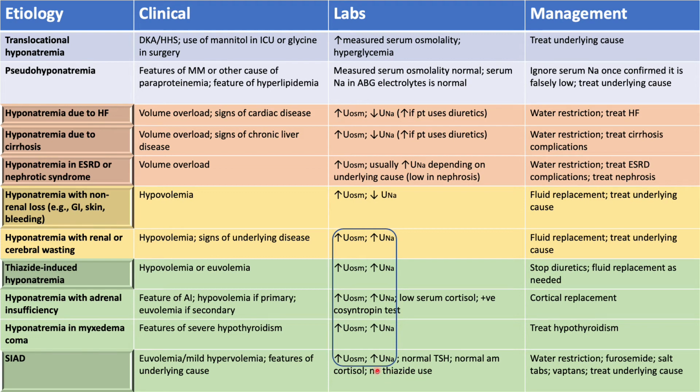Check the use of diuretics from history. Maybe you want to check diuretic levels in urine too, like a diuretic screening. So the treatment is of the underlying cause, and then you do water restriction. You can use some oral small dose of diuretics, salt tablets, and vaptans in some cases.